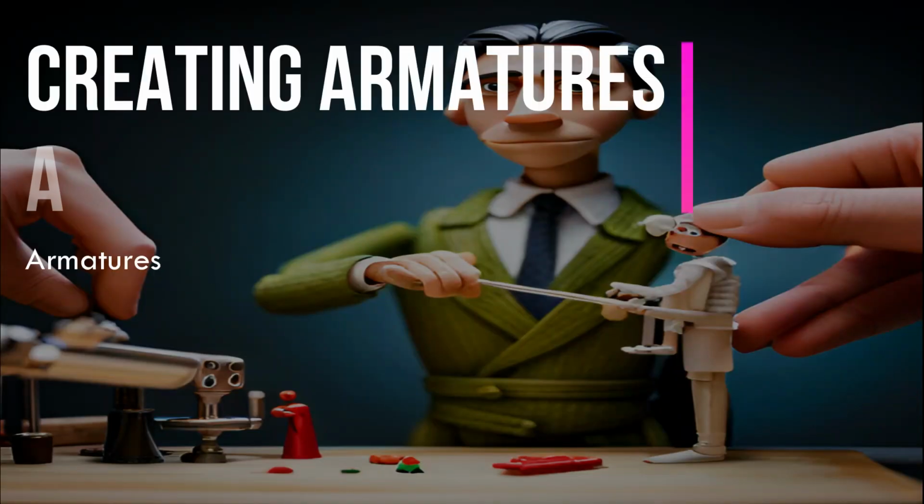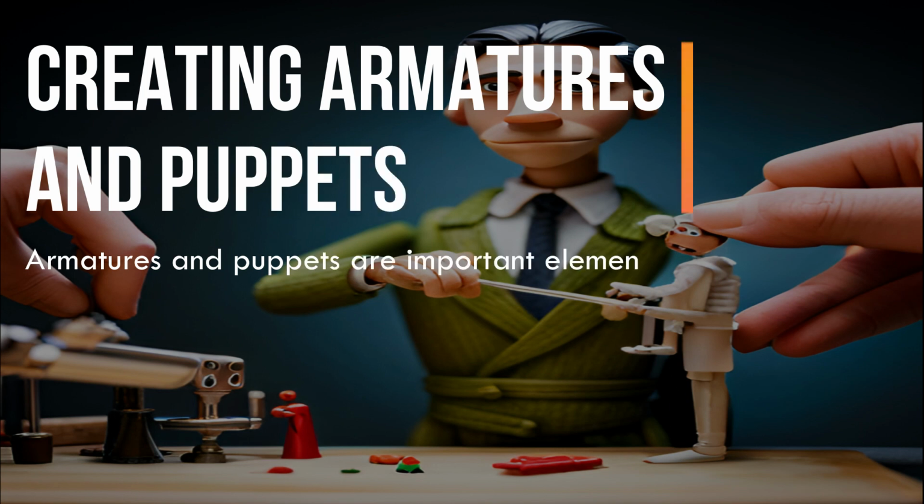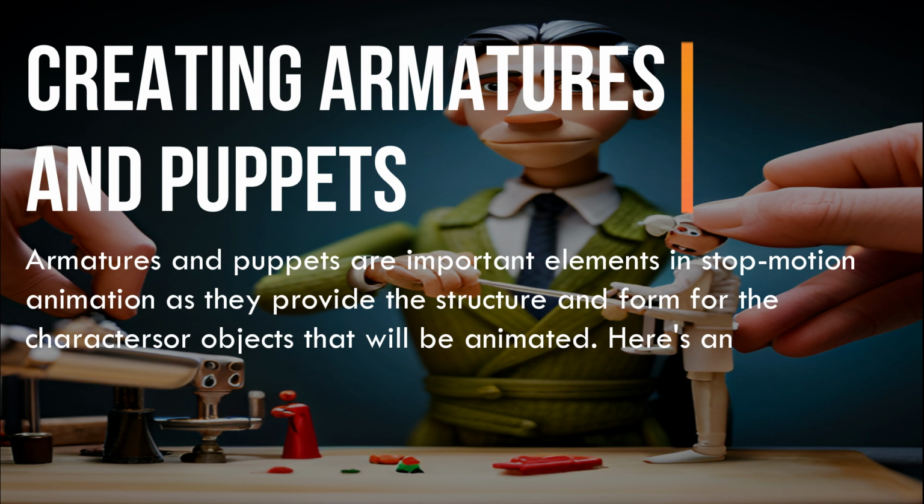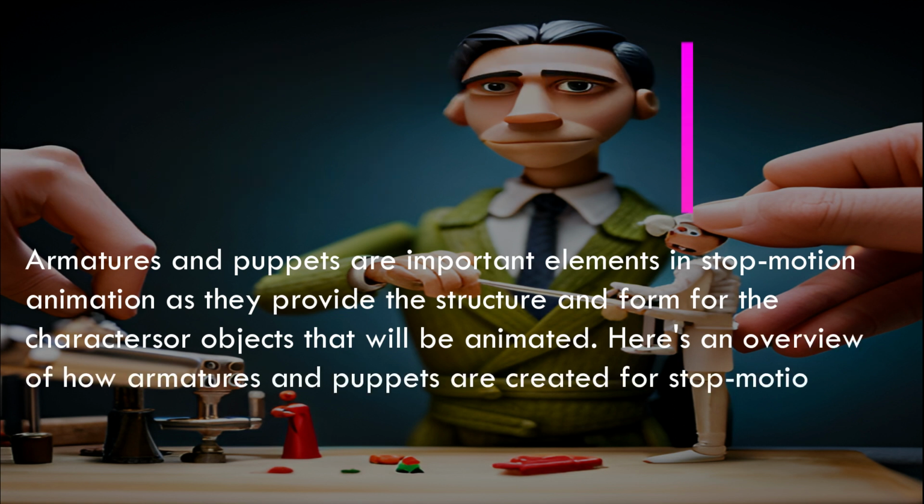Creating armatures and puppets. Armatures and puppets are important elements in stop-motion animation as they provide the structure and form for the characters or objects that will be animated. Here's an overview of how armatures and puppets are created for stop-motion animation.